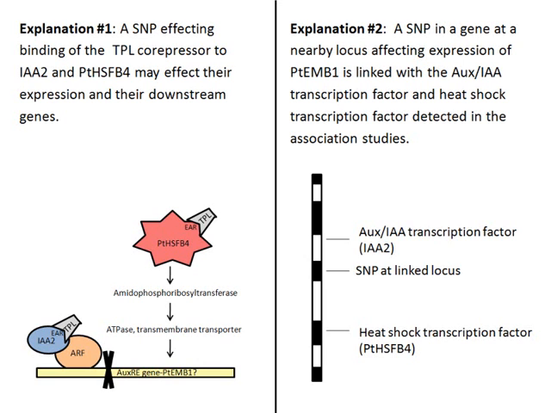The first is that a SNP that affects the binding of the TPL co-repressor to IAA and also to PT, the heat shock transcription factor, could affect expression of downstream genes, possibly PTEMB1. The alternative explanation is that a SNP in a gene at a nearby locus was affecting the expression of PTEMB1, and so these were associated just because they were linked to the gene that truly had the SNP in it. So, a SNP at the linked locus.